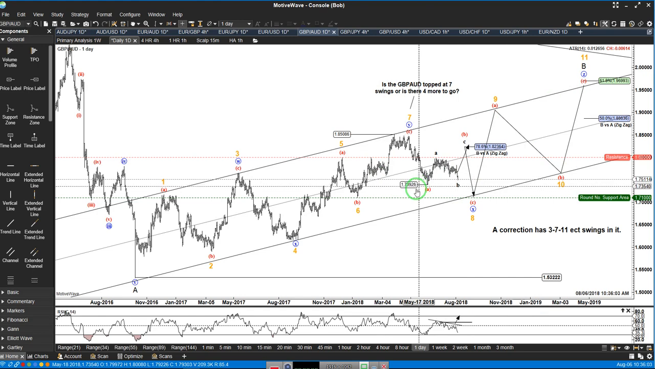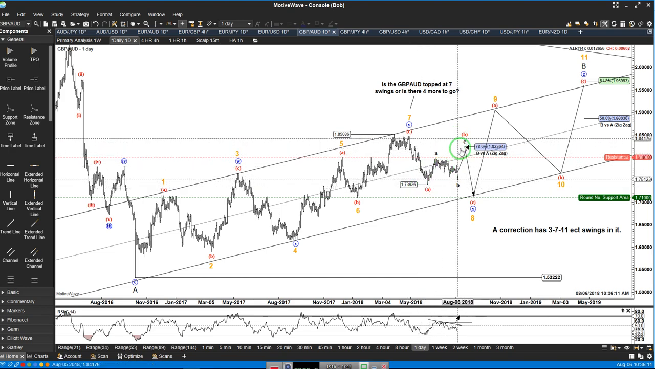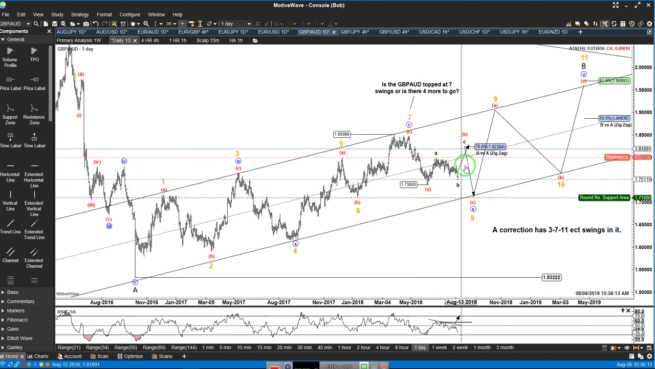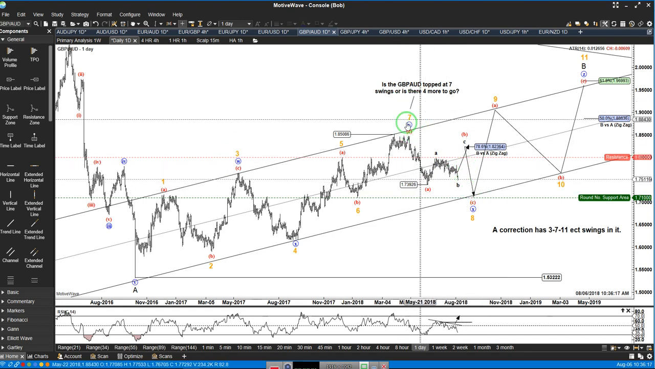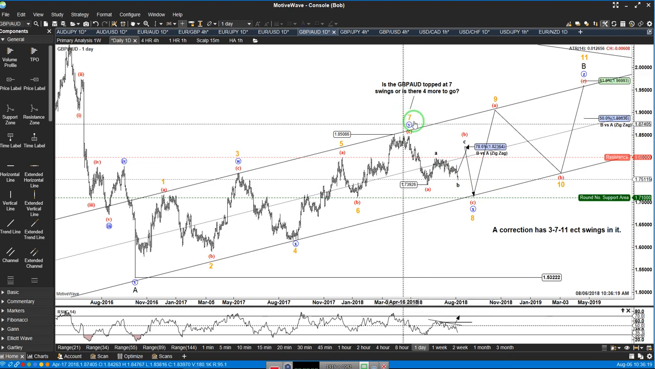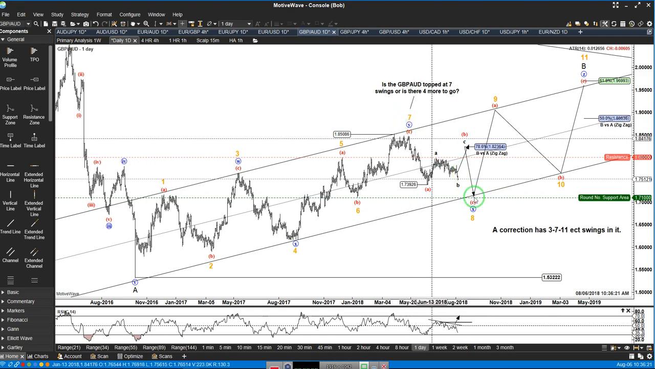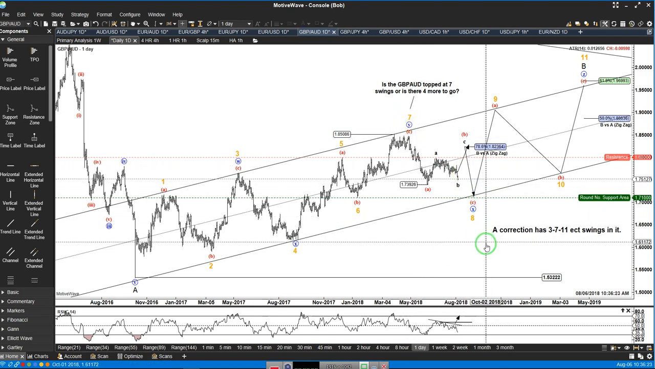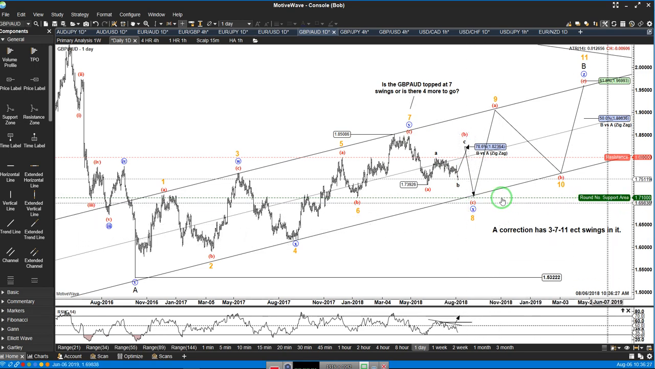If we break this 73.92, I was kind of hoping for an ABC up for B to get short, and then ride this C down for 8, just in case this correction is complete here. We could see a deeper move here, but for now I'm just looking for 71.